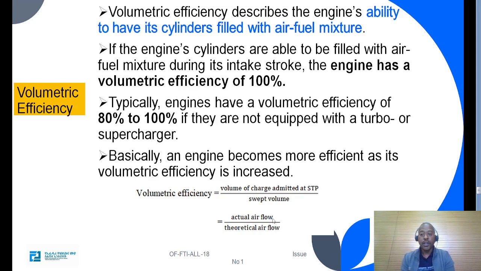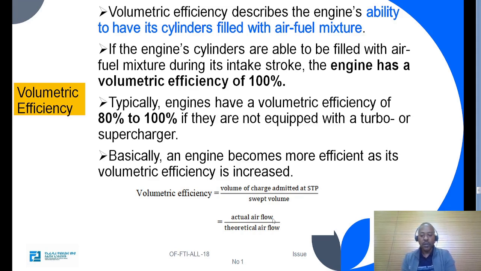Volumetric efficiency. Volumetric efficiency describes the engine's ability to have its cylinder filled with air-fuel mixture. If the engine cylinders are able to be completely filled with air-fuel mixture during the intake stroke, the engine has a volumetric efficiency of 100%. Typically, engines have a volumetric efficiency of 80% to 100% if they are not equipped with a turbo or supercharger.